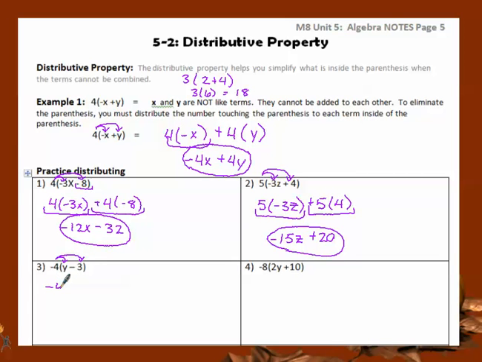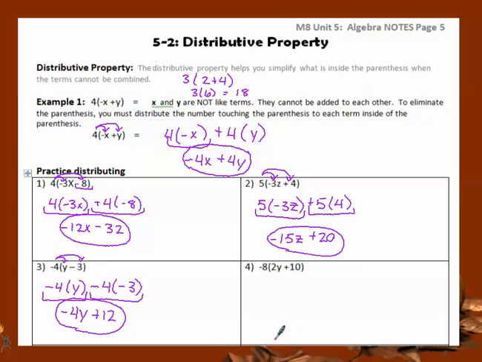I now have negative 4, remember your negative 4, times y. Now the 4 is negative, so it's going to be minus 4, negative 4 right there. And then I have a negative 3, because remember the sign goes with the number. Negative 4 times y gives me negative 4y. Negative 4 times a positive 3 is going to give me a positive 12. Remember that the signs go with the numbers. So there's my final answer there.